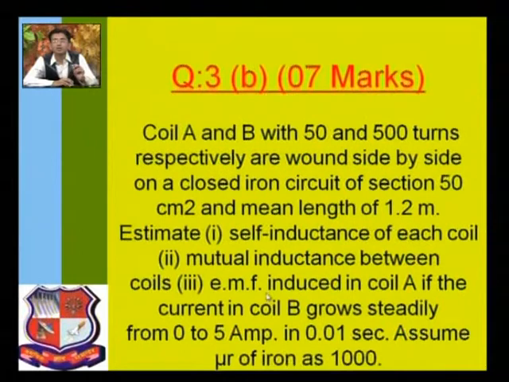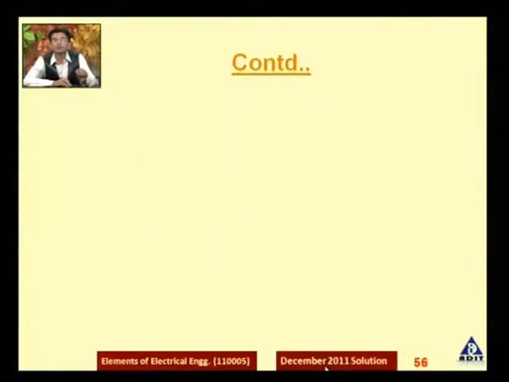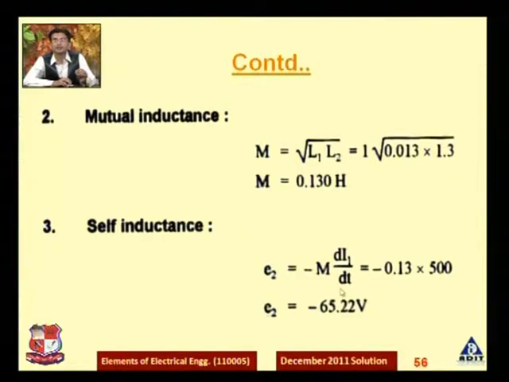Now the third thing is the EMF induced in coil A if the current in coil B grows steadily from 0 to 5 ampere in 0.01 second. So as per the time slot of 0.01 second, you are changing the current from 0 to 5 ampere. So you can say that di by dt is 500 and the M value you have already found out. So the induced EMF in the second coil due to the first coil is minus 65.22 volt.